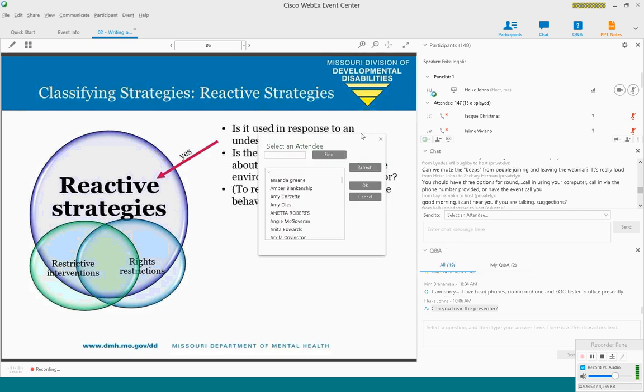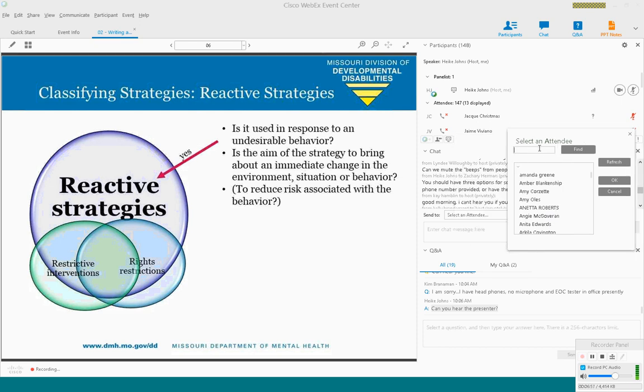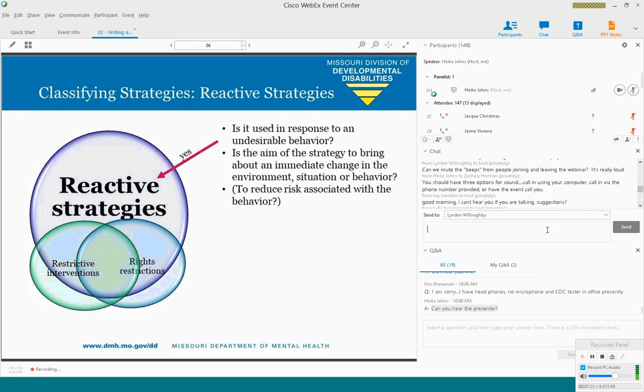So here are some questions to start asking yourself about how to determine what sort of strategy this is. So if you're doing it in response to somebody's behavior that's an undesirable behavior or something you don't like, it's a reactive strategy. If the aim of the strategy is to change the behavior, or to change the environment, or change the situation that the behavior is occurring in, it's a reactive strategy. If you're doing it to reduce the risk associated with behavior, it's a reactive strategy. So this could include things like validating somebody's feelings, as you reacting to a situation to try to improve the situation. Could be a stay close hot.